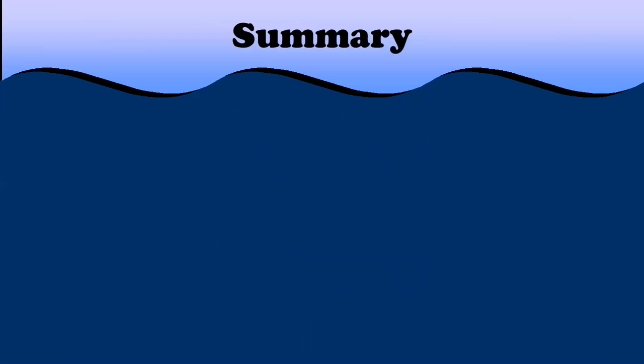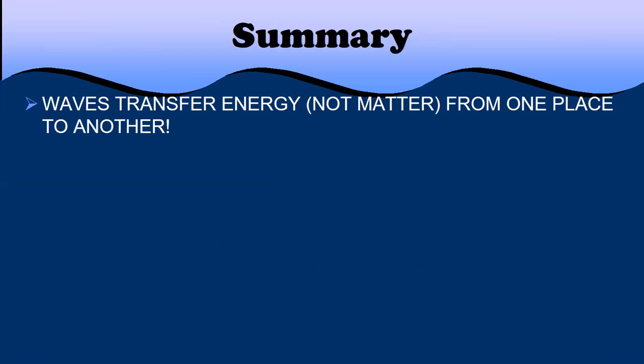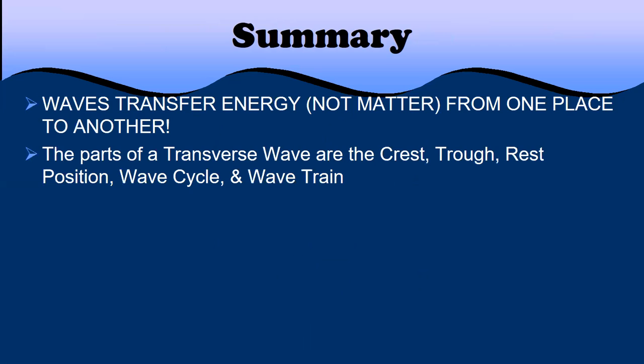So that brings us to our summary. What do we want to remember from this? Waves transfer energy, not matter, from one place to another. So when we talk about waves, we're just moving energy. We're not moving matter. Now the matter can move up and down, but it's not actually moving from one place to another.